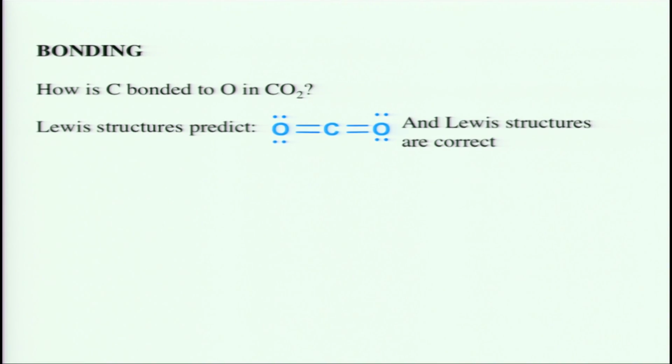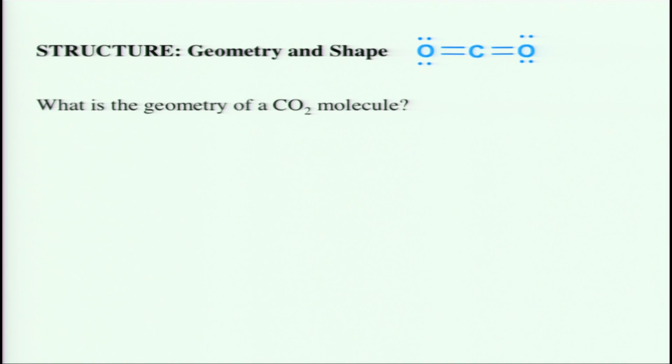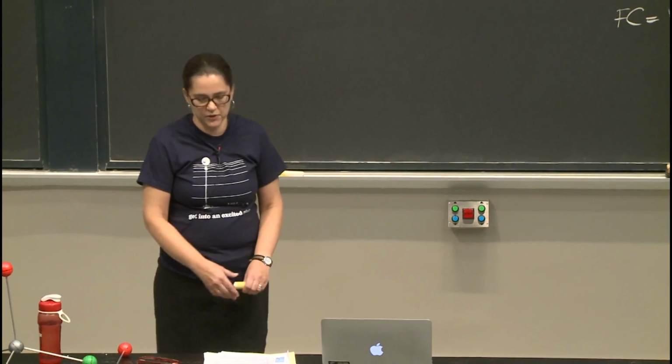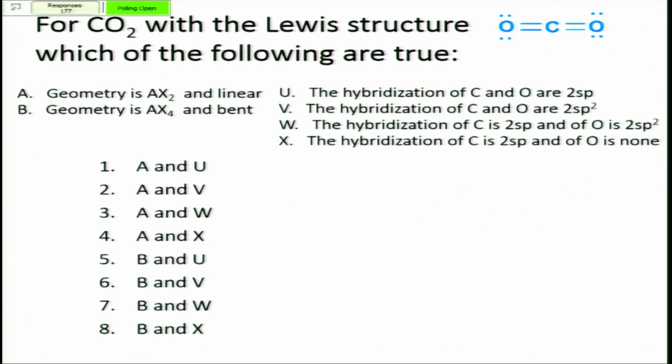That's a good structure. OK, so now that we know the Lewis structure, we can think about the geometry of the molecule, what its angles are, what it looks like in 3D. And we can use our VSEPR, the valence shell electron pair repulsion theory, and valence bond theory to predict things about this structure. So why don't you tell me which ones of these are correct?